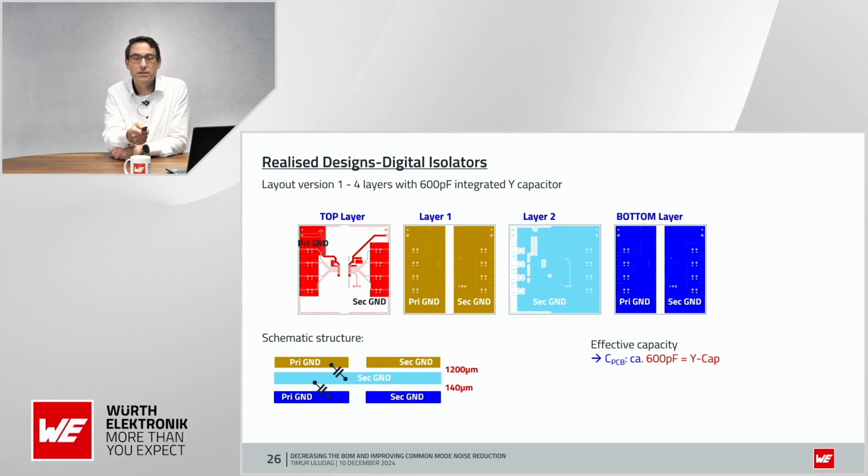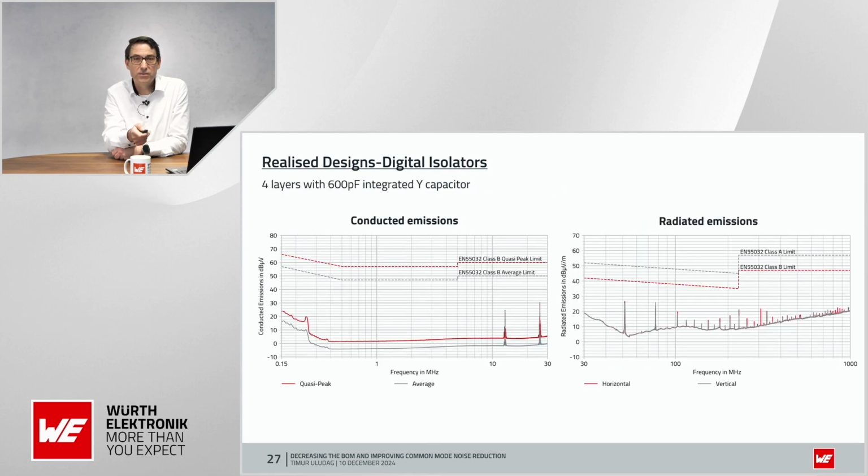If we check the EMI performance, we check not only the conducted, we also check the radiated, because we are having here a digital isolator that is transferring signals with 150 megabits. And there you can see that with the 600 picofarads, we are far away from any limit. That means for class A, we are more than enough, and also for the radiated ones, you can see we are very far from the limits here.